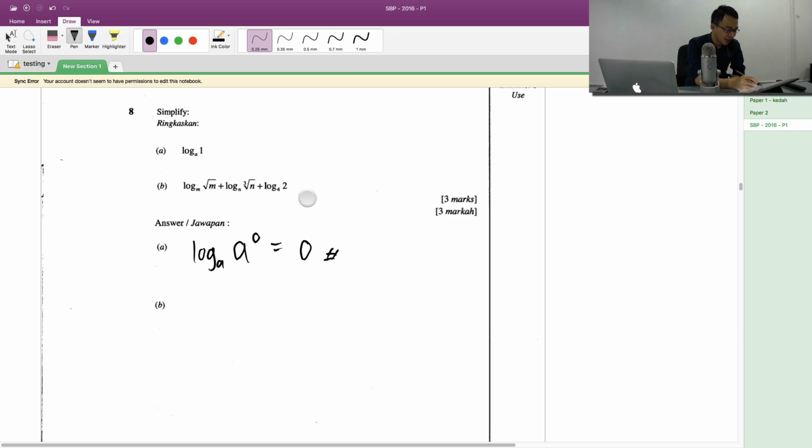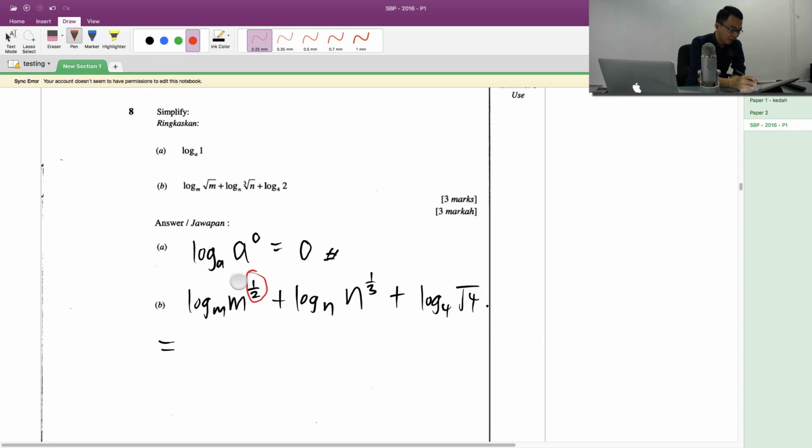Alright, so for the second one, we need to simplify. I know this is log m power half, because square root is power half, plus log n cube root basically is power 1 over 3, plus, okay, this one, if I want to do fast, I know basically 2 actually is square root 4. Alright, then the next thing is, what I will do is I will basically move the power in front, and then this one is basically power half. That's why I move the power in front also.